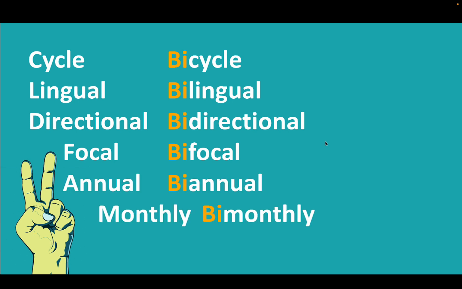Monthly. You add a bi in front of it, and it happens twice each month. When you buy a car, the car dealership may say, we'll lend you the money for this car, and you can pay us back a simple bi-monthly payment of only $200. Well, what that means is you're paying $400 a month. Don't get tricked by a bi-monthly payment.